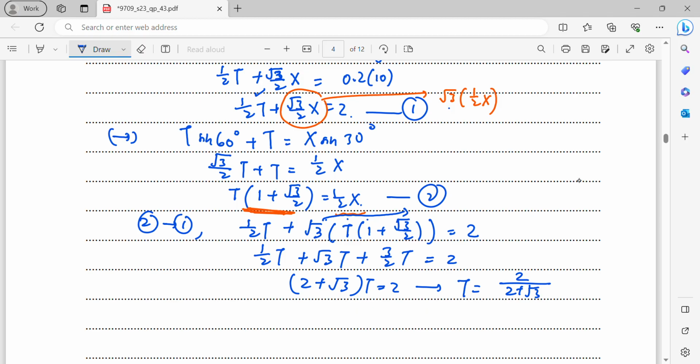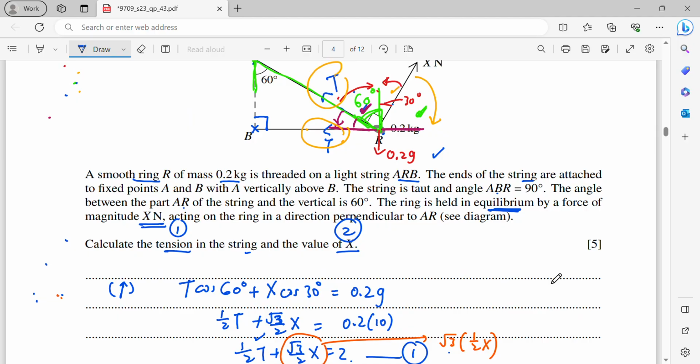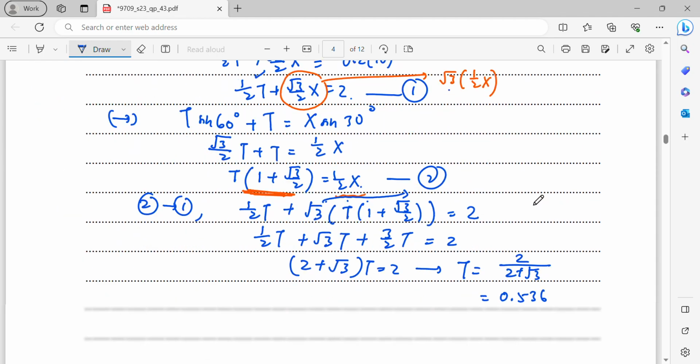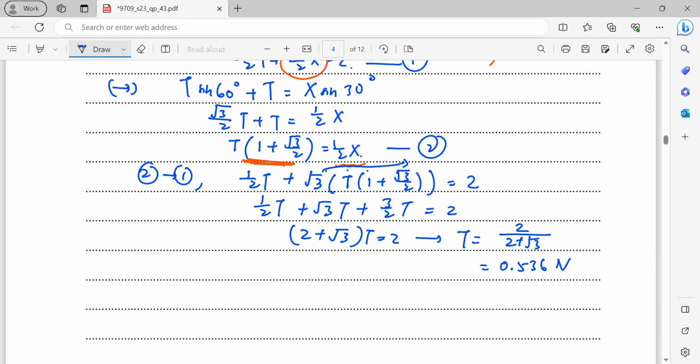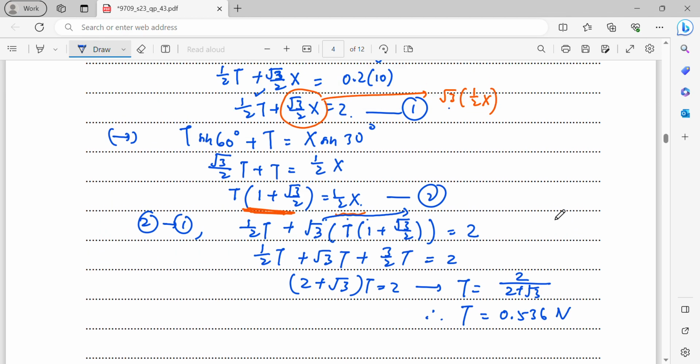Okay, so then you can just calculate your answer correct to 3 significant figures. That means my T is going to be 0.536. So that is my T. And we know that the T is in newtons. Therefore, you can just add on the newton. Alright, so we have done the T.